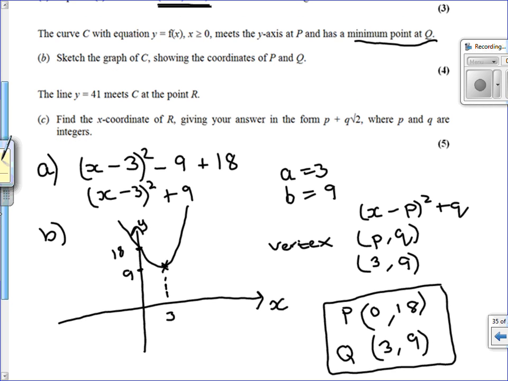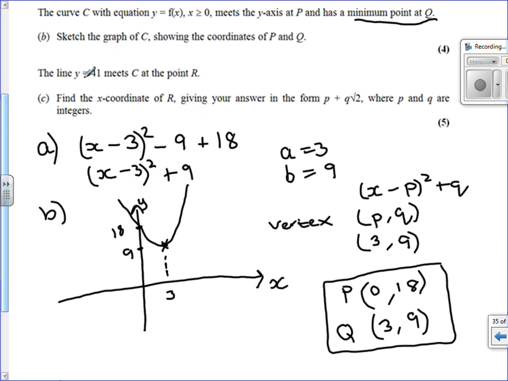For part C, we're now told that the line y equals 41 meets this curve at the point R. So the line y equals 41 is going to be a horizontal line that intercepts the y-axis at 41, and we need to work out, obviously it's a lot higher than this, but we need to work out the point, or the x-coordinate, where it intersects the curve. And if we look at this, we're looking for the positive solution.